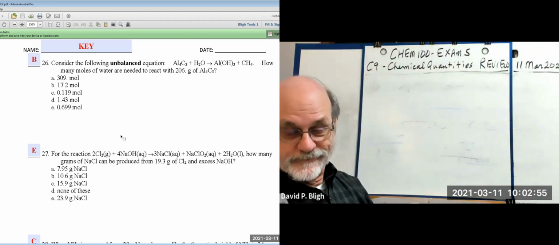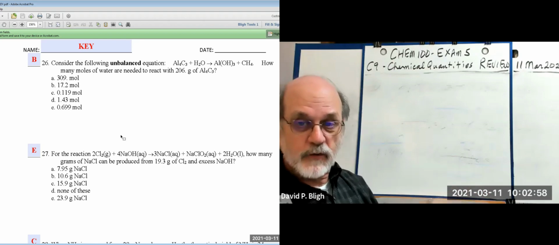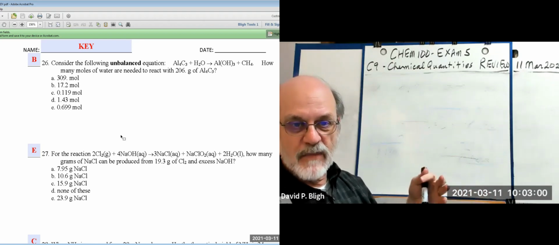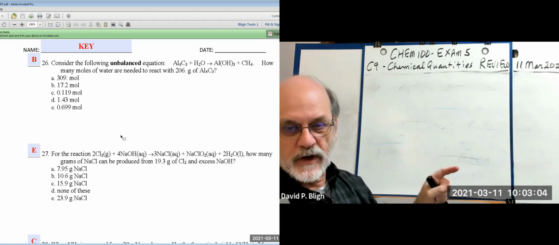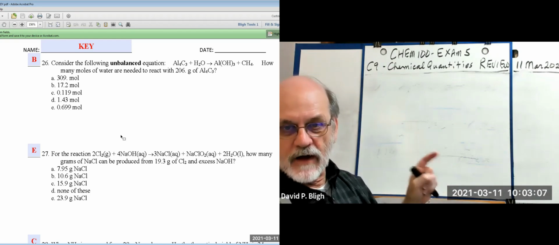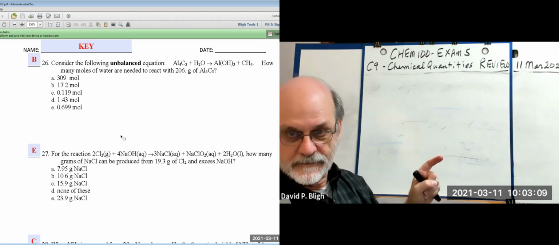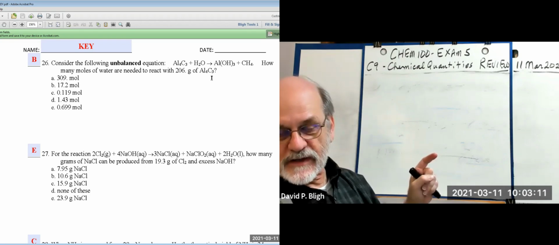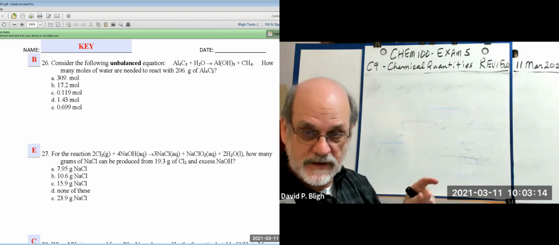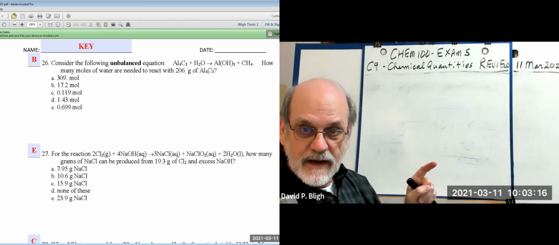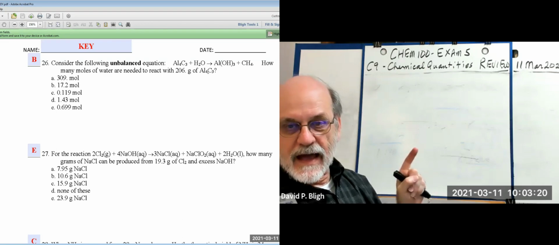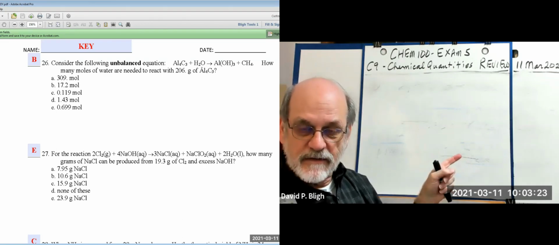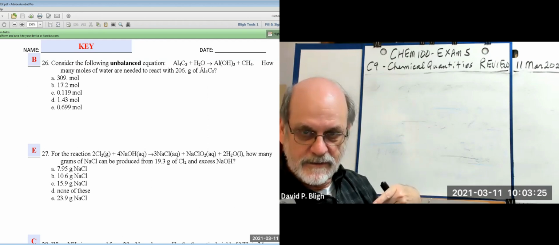26, unbalanced equation. Okay, we've got to balance another equation. And after we do that, we need to find out how many moles of water are needed to react with 206 grams of aluminum carbide. When carbon is in the anion position, the second position, it's behaving like an ion. And since aluminum is positive, then the carbon has to be negative.